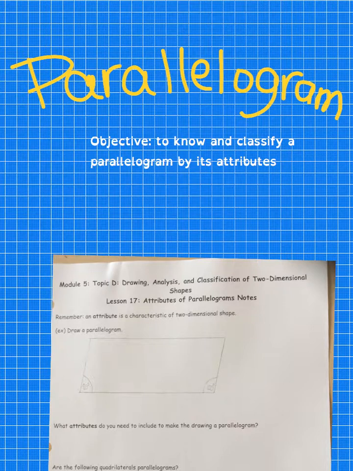Okay. If you notice at the top, it says, remember, an attribute is a characteristic of a two-dimensional shape. Okay? We are going to look at what makes a parallelogram a parallelogram. And those things, the definition of a parallelogram, are also its attributes. What makes it a parallelogram. So it says draw a parallelogram. We already did that for you on the notes. And it even labeled two of the angles. You've got an 80-degree angle and a 100-degree angle.